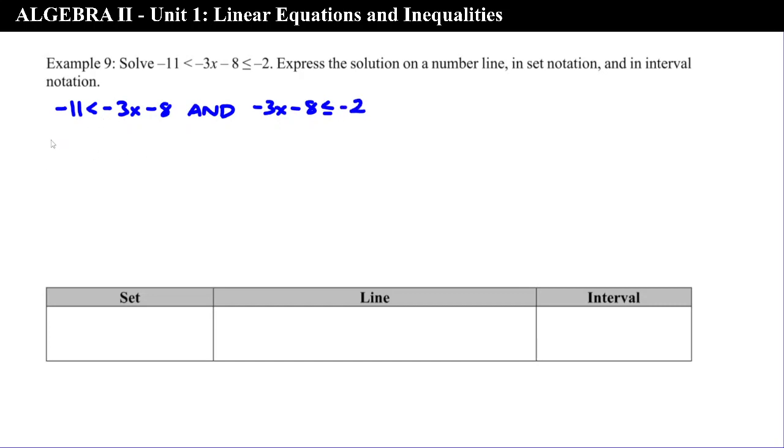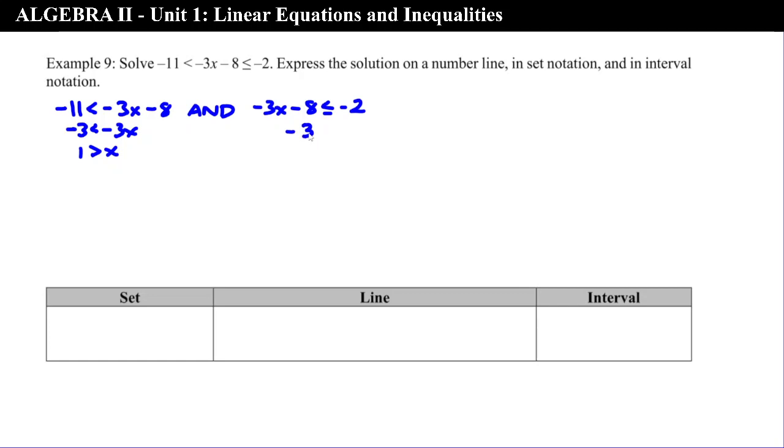We can add 8 to each side and get negative 3 is less than negative 3x, and then divide by negative 3. Remember, dividing by a negative number means you're going to have to flip the inequality. So you get x is greater than, or I should say, 1 is greater than x. Let's go over to the other one.